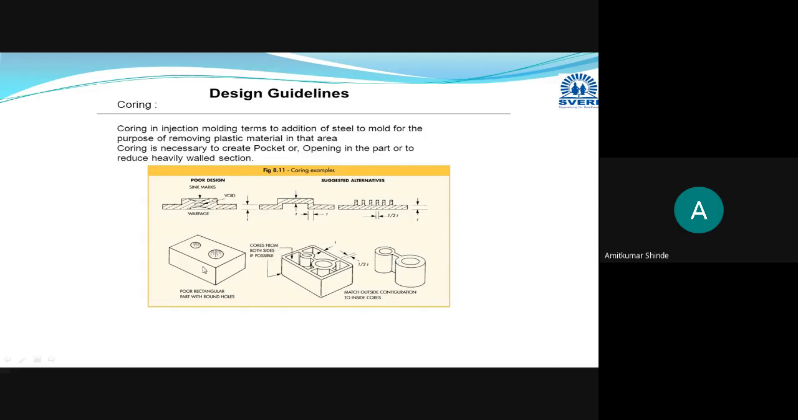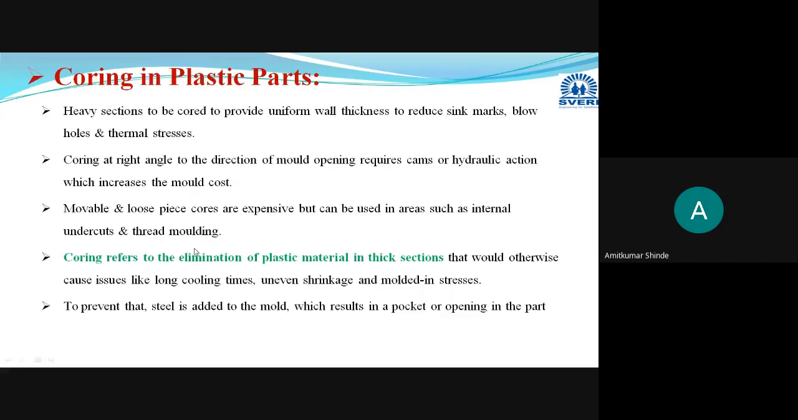This is the diagram. This is the heavy section. It will end up with sink marks, voids, and warpage. To avoid this, the extra material is removed by addition of steel to the mold. This extra plastic material is removed from both sides to give the uniform wall thickness. This will be termed as the coring.